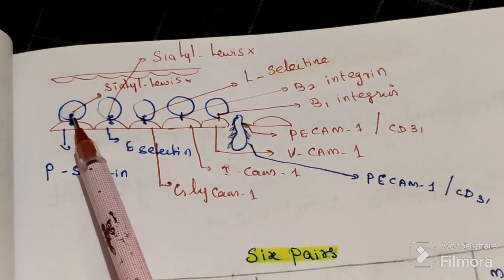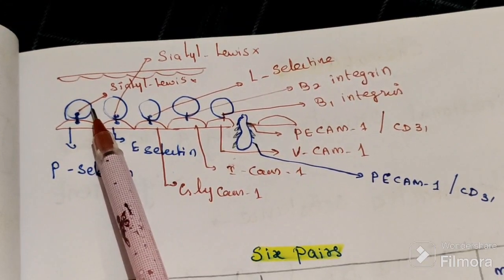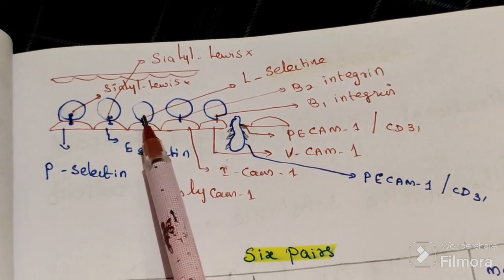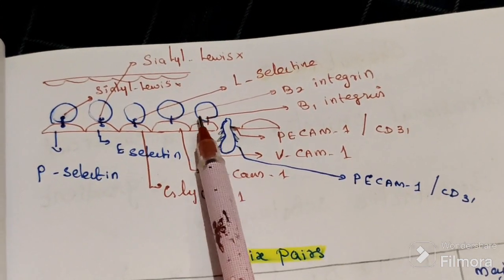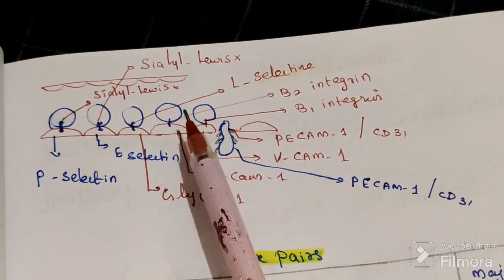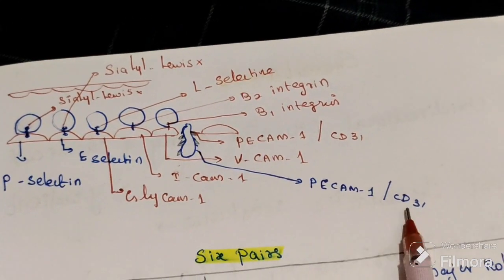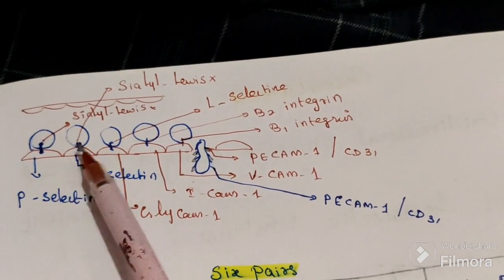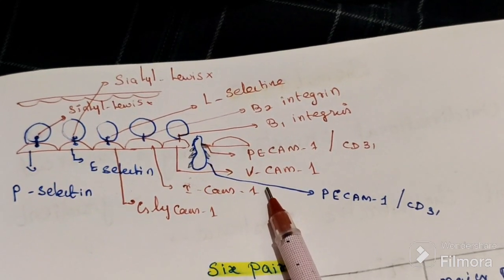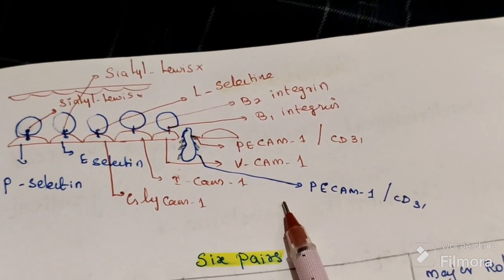Then the WBC has, first, sialyl Lewis X, then sialyl Lewis X again, third L-selectin, then beta 2 integrin, then beta 1 integrin. After that both have the same receptor, called PECAM1, CD31. By using these receptors, rolling, then adhesion, then transmigration will occur. Transmigration, now it will reach the outside.